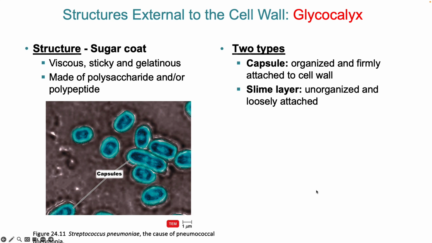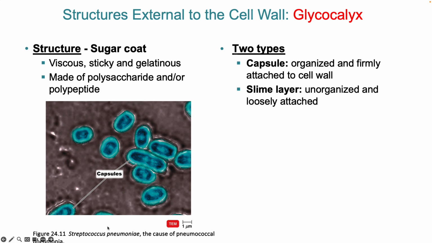Oftentimes, the microbes that produce these structures use them for really two main things. One, because they're sticky and gooey, they can use them for attachment. And if they're pathogens, that means they can use them to attach to us. The other really important thing that this kind of external structure can do is protect the cell from the immune system. It protects the bacterium from being eaten up by cells of the immune system.